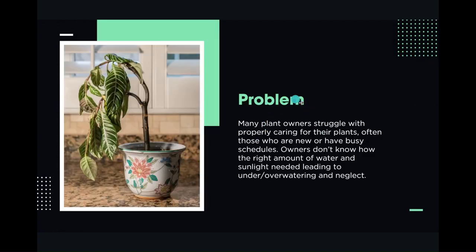So first of all, the problem that we discovered was that many plant owners struggled with properly caring for their plants. Often there were many people who were new or had busy schedules, and then there were also owners who just were not very knowledgeable with the specifics of the water they needed or the sunlight they needed and all the things like that. And obviously, this can be really problematic for people trying to get into agriculture or plant watering, and it can make it really hard for not only plants to survive, but these owners to stay motivated. So we targeted this issue, and we created PlantPulse to alleviate this issue.